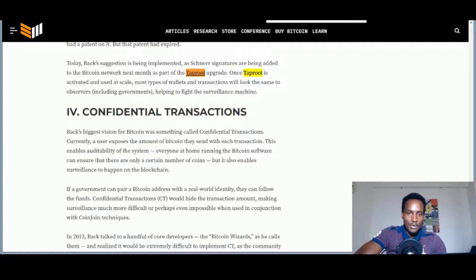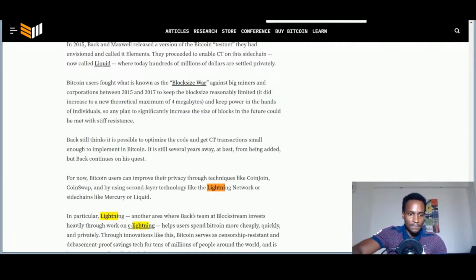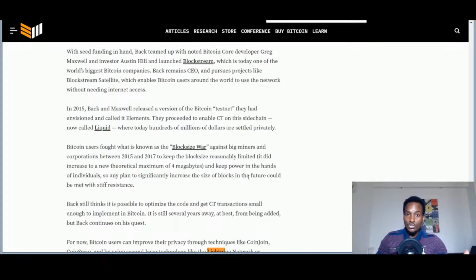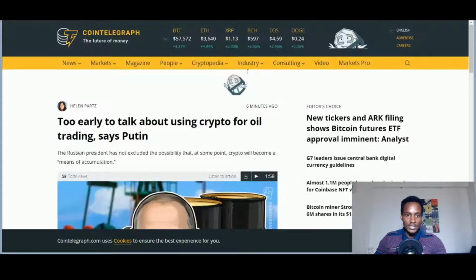Anyway, the other thing I want to search for is Lightning Network. For now, Bitcoin users can improve their privacy through techniques like CoinJoin, CoinSwap, and by using second layer technology like the Lightning Network or sidechains like Mercury or Liquid. For those that do not know, Lightning Network is a layer 2 scaling solution for Bitcoin where you can perform transactions off-chain, and then the finality, the recording of the final state of the transactions, happens on the Bitcoin network.